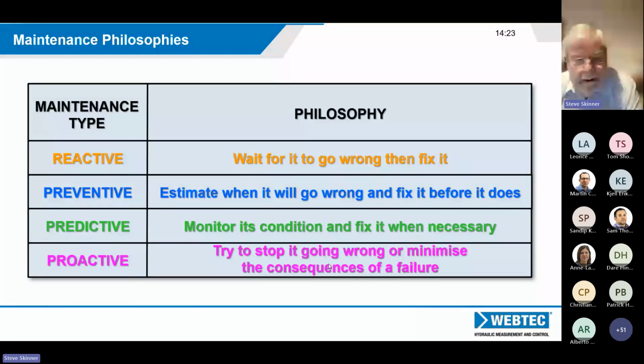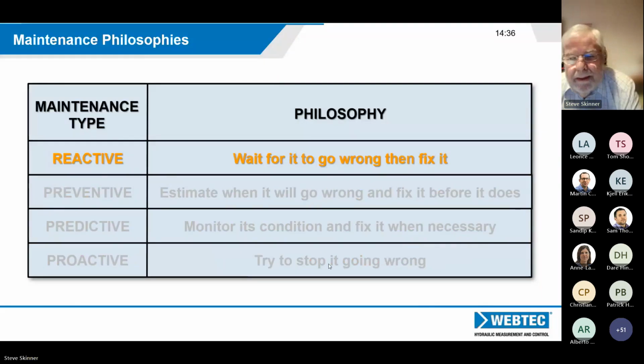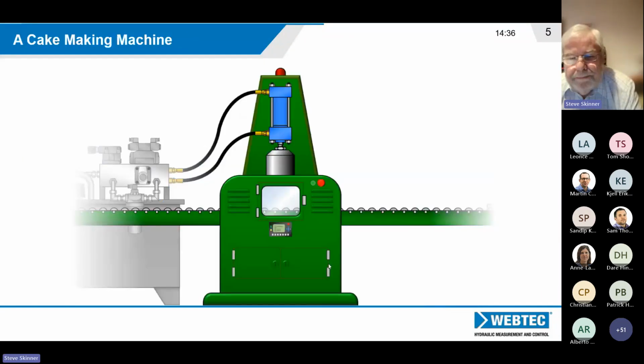So, as I said, those are the four basic areas of maintenance that we're going to look at this afternoon, look at the advantages and disadvantages of each. So starting with the one at the top there, reactive maintenance, we're going to use a very simple little machine to illustrate our maintenance philosophies this afternoon.